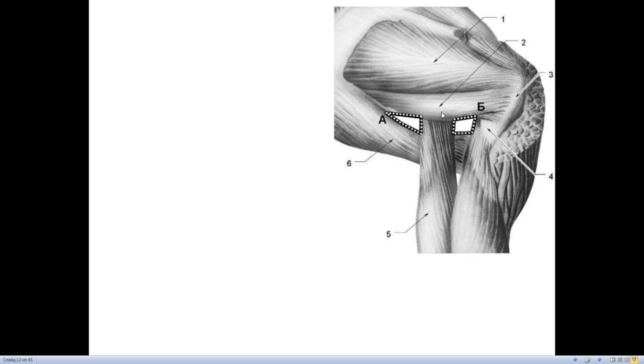Here also passes the circumflex scapular artery.